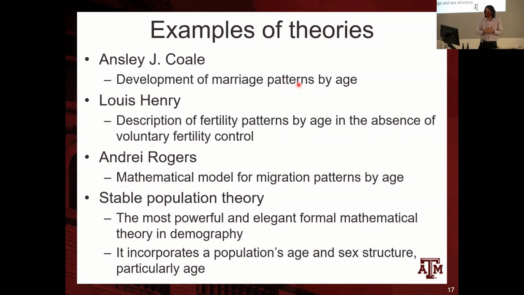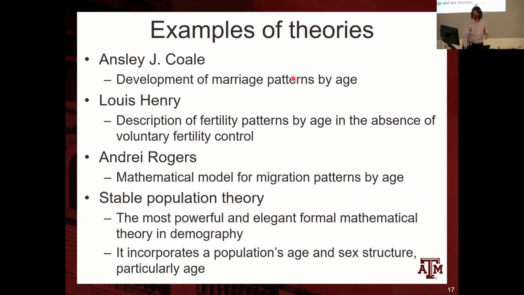Louis Henry, description of fertility patterns by age in the absence of voluntary fertility control. He was pretty much trying to say, what would the level of fertility by age be if those societies didn't have access to any contraceptive method? So he would do that theoretical work and then compare to the actual level of fertility, which is lower than that, because women do have access to contraceptive methods. And this differential would say in which stage those societies are in terms of differentials in fertility by age.